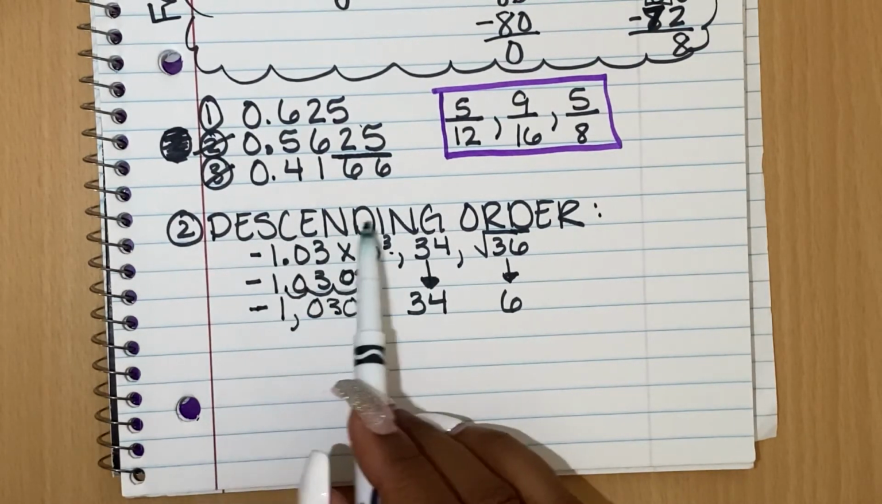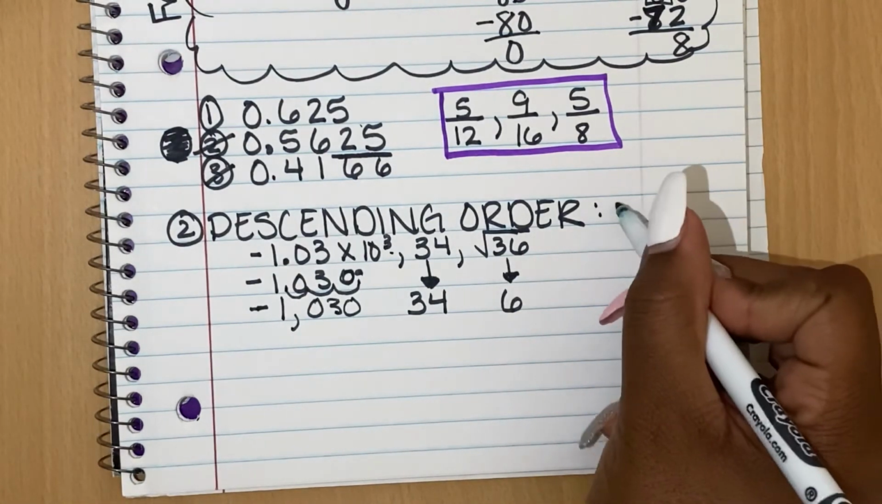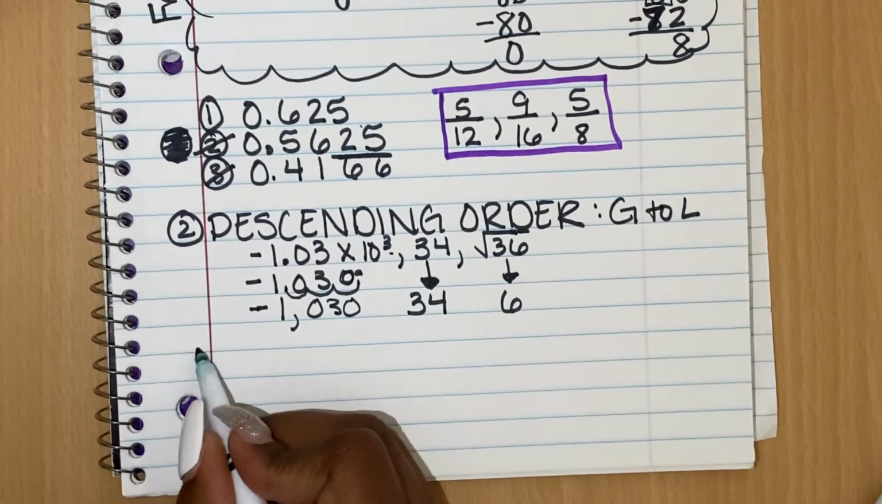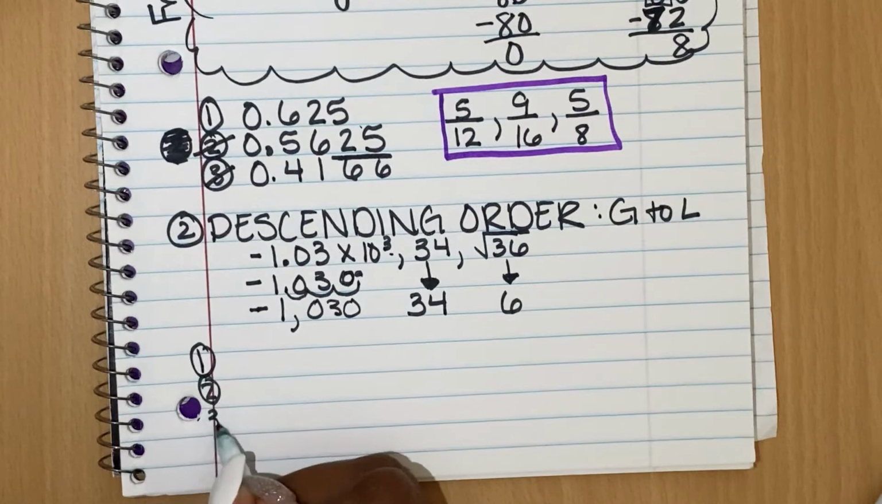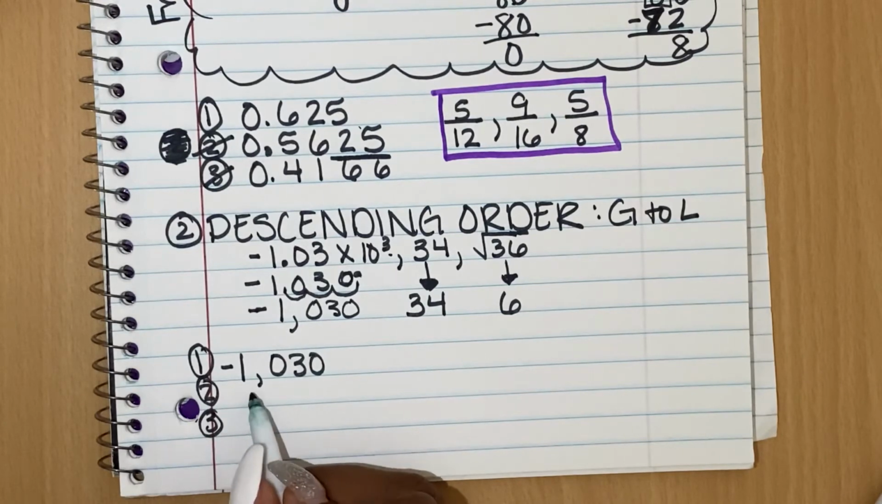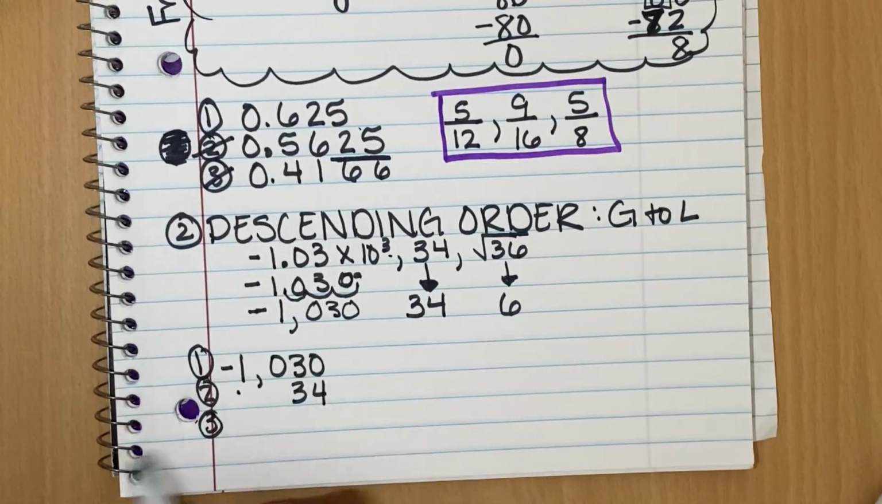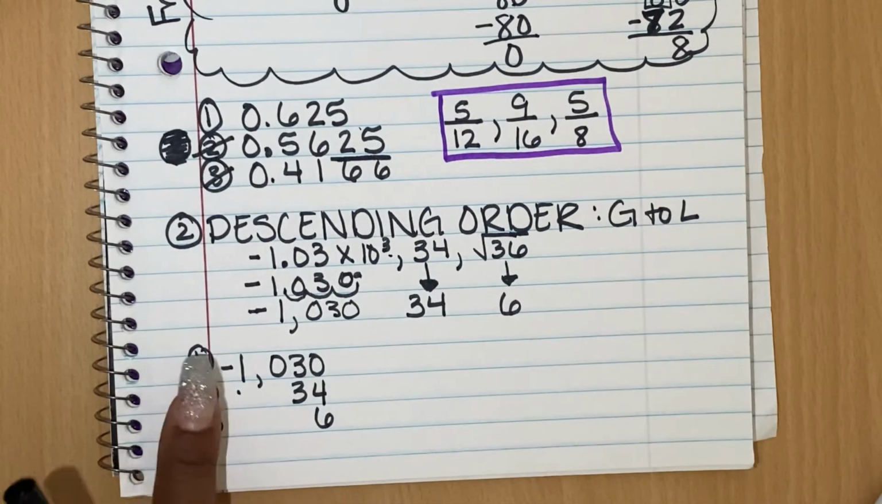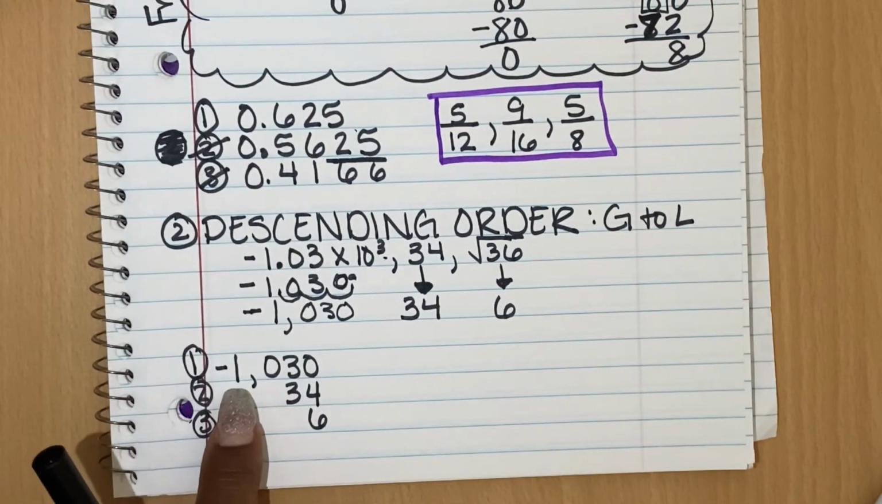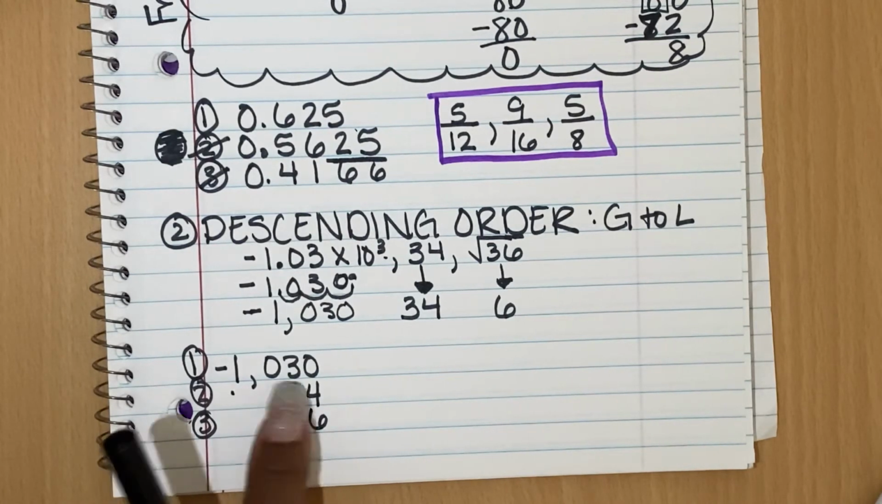Now we're going to order them in descending order. Descending means from greatest to least. So we need to go from the biggest number to the smallest number as we order. We have negative 1,030. We have 34. And we have 6. Make sure you line up the place values correctly. Now, greatest to least. Which one is the biggest number? If you don't pay attention to your negative sign, you would probably tell me the first one. But since that's a negative number, it's not bigger than these two positive numbers right here.